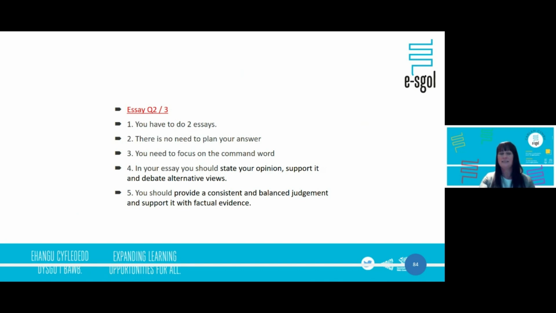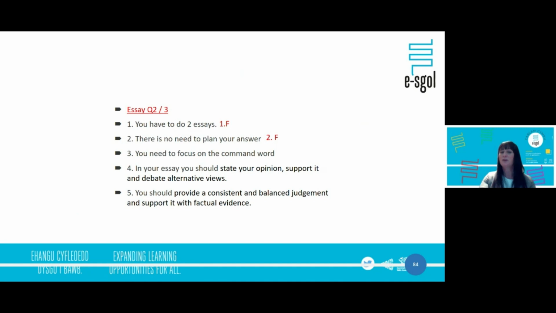So for the essay that we did today, the choice of either question 2 or question 3. So you have to do 2 essays. Well, hopefully you now realise, no, that's false. You will only do the 1 essay that you choose to do. There is no need to plan your answer. That is big false, isn't it? OK, I've showed you that you need to plan because in your introduction, you need to show where you're going with that particular essay. So you need to plan it out.